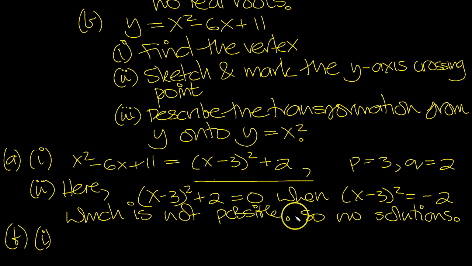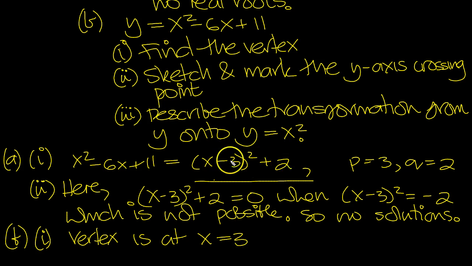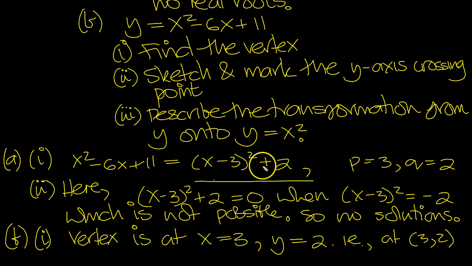Okay, so the vertex, the top of the curve or the bottom of the curve, will happen when x equals 3. We'll give the least value. It's a U-shaped curve. The lowest point will be at x is 3. And when x equals 3, y is equal to 2, i.e. at (3, 2). Okay, and we could see that from this curve here.